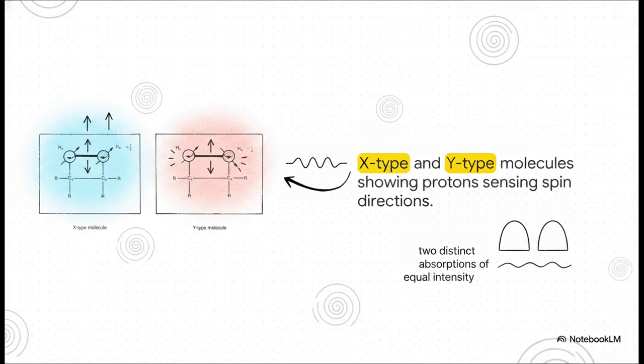So, in any given solution, about half the molecules are going to be the X-type, where proton B is aligned, and the other half will be the Y-type, where proton B is opposed. Proton A physically feels this difference, so its signal gets split into two distinct absorptions of exactly equal intensity.